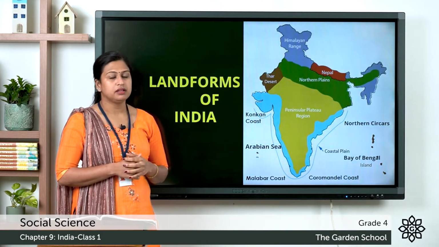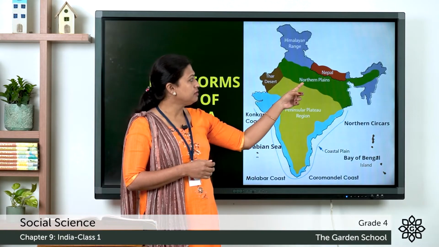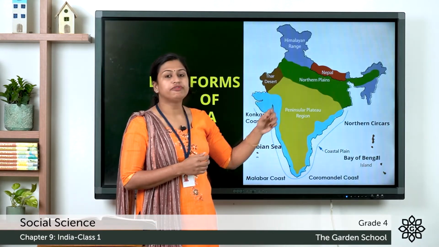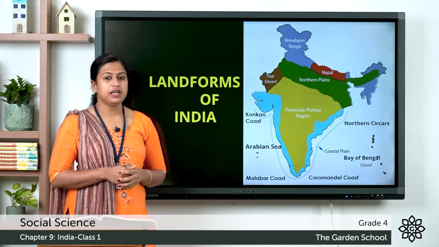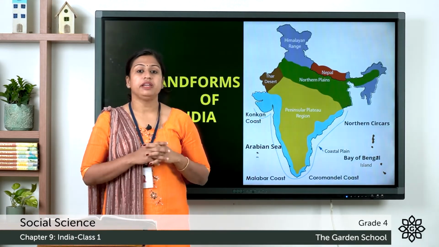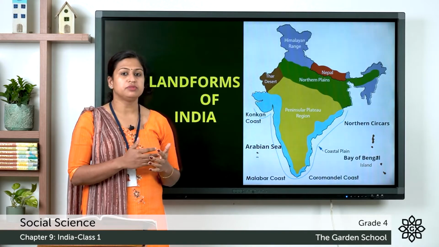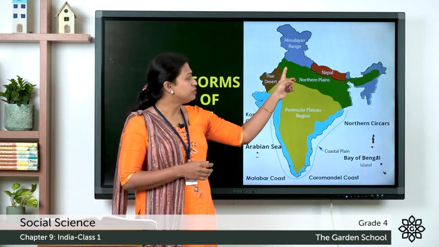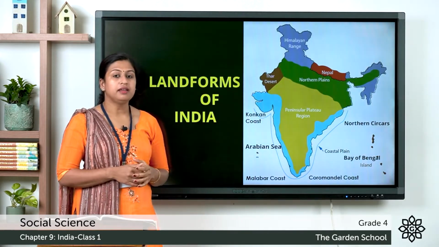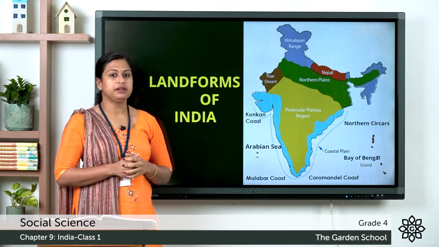Northern Plains. Now here you can see the northern plains are located at the foothill of Himalayan range, and these plains are very fertile because the mountainous rivers Ganga, Yamuna and Brahmaputra flow through these plains, and different crops are cultivated here.